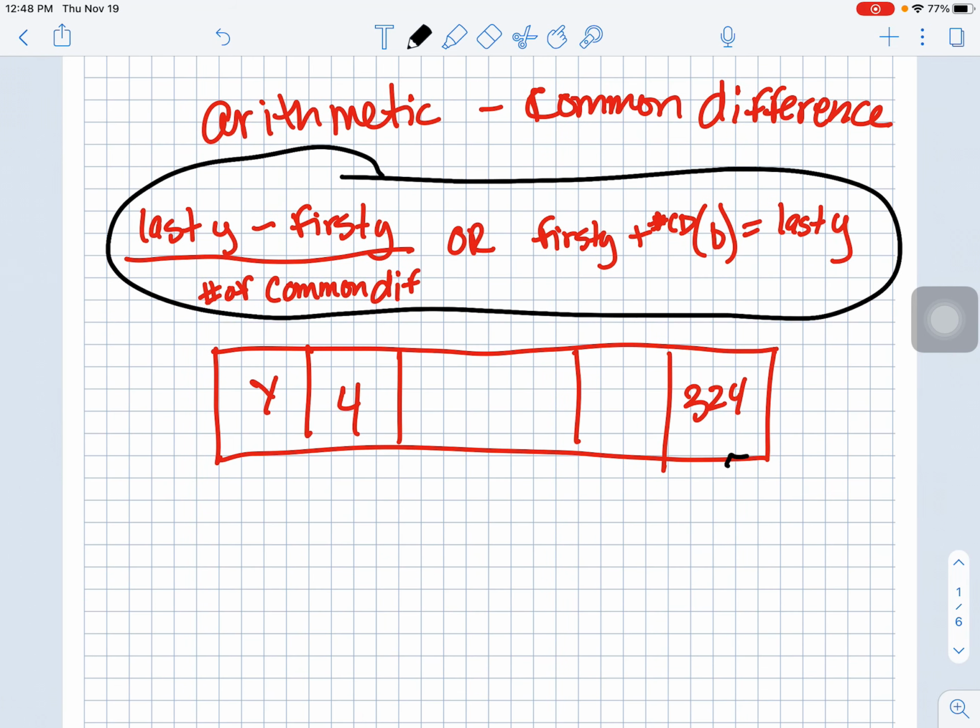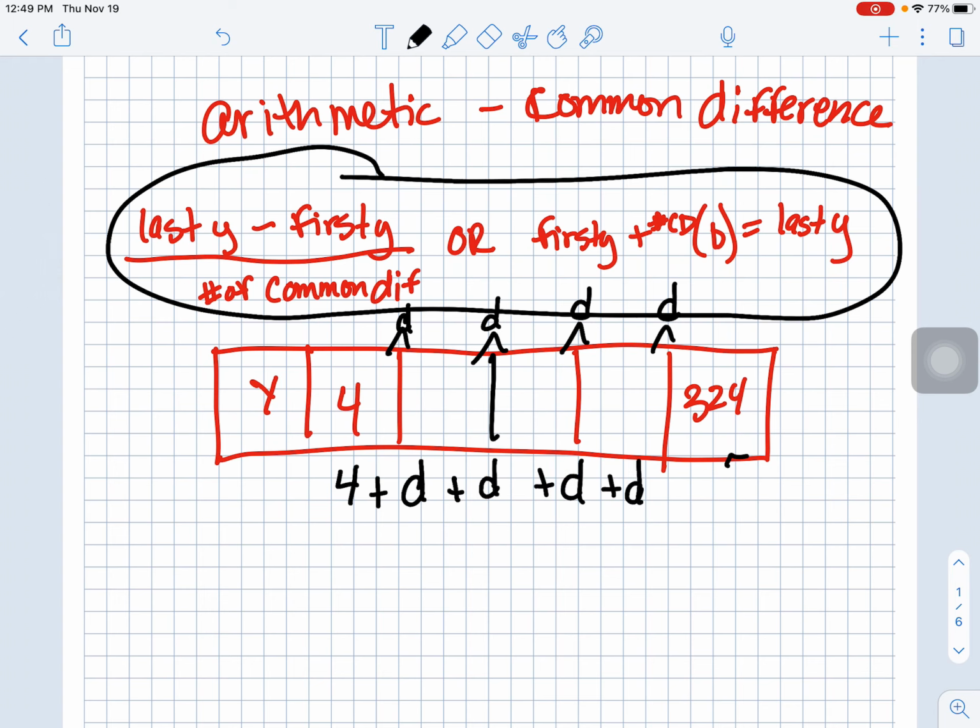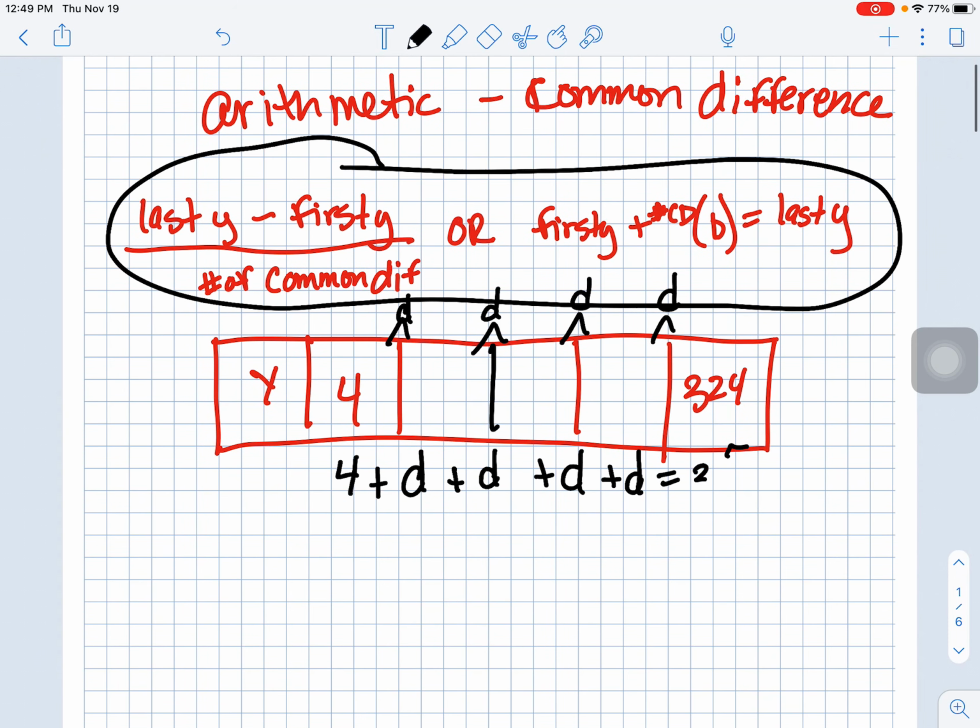So if we know this is arithmetic, we know that I start at 4, and then I'm going to add the same number over and over and over again until I land at 324. So to write that into an equation, I would say, well, 4 plus, and then I have to figure out how many common differences we have. So we've got a common difference here, a common difference here, a common difference here, and a common difference here. So I need to add 4 plus whatever the number is, plus whatever the number is, plus whatever the number is, plus whatever the number is, and that will equal 324.